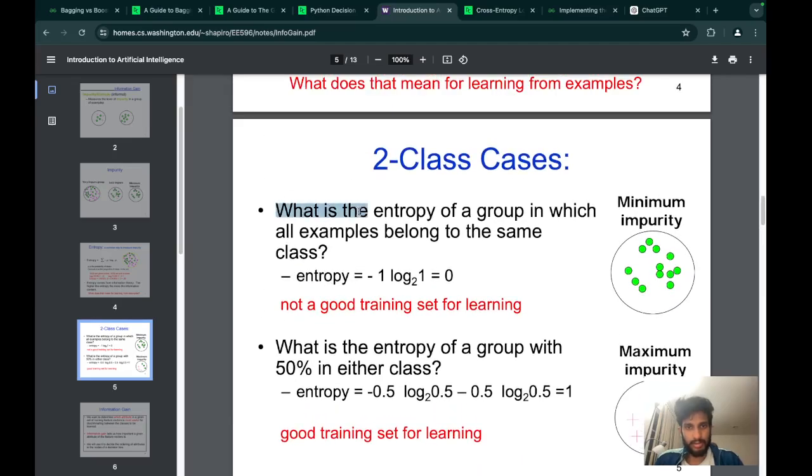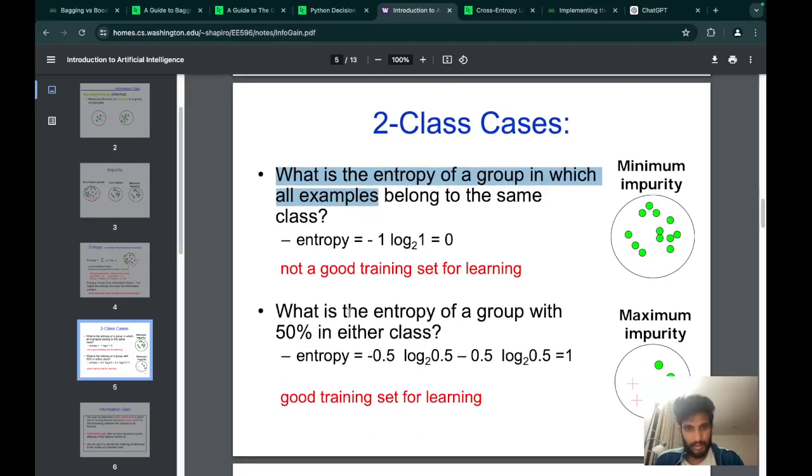Two classes. What is the entropy of a group in which all the examples belong to the same class? Zero.